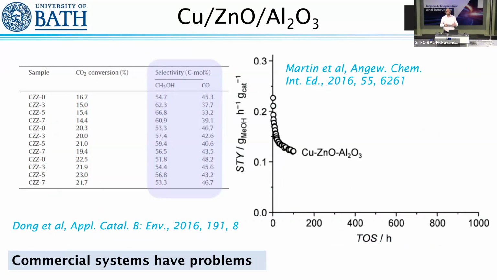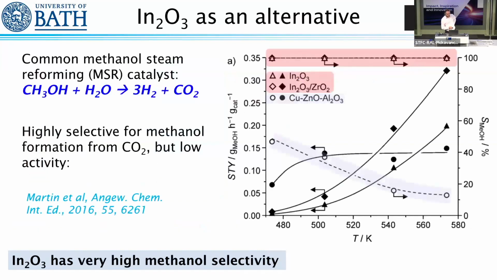This has caused people to look for alternative systems, and one of them was indium oxide. Indium oxide was particularly of interest because it's a commercial catalyst for the reverse process. If it can do the reverse process, maybe it can do the forward process as well. So people have tested it in the literature. This orange line corresponds to the indium oxide. The blue line that you can probably see here is a CZA catalyst. And the indium oxide had an incredibly high selectivity for methanol. Unlike the CZA, it had slightly lower activity, but this is a good start. Selectivity is always better to start with than conversion.